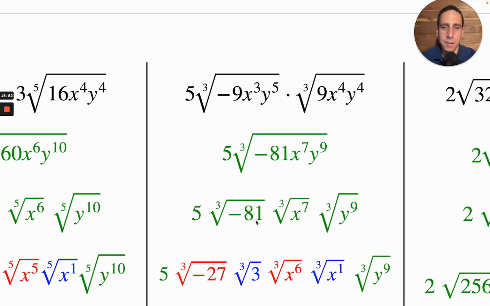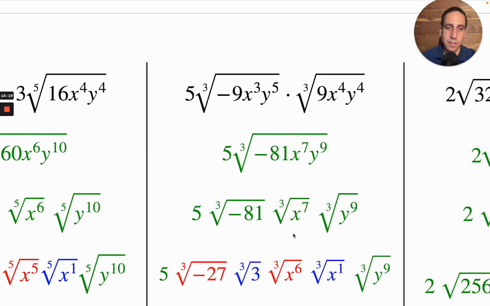Negative 81 is not a perfect cube. There's no one thing times itself 3 times to give you negative 81. But I do know that negative 3 times itself 3 times is negative 27. So I'm going to factor that out, and the leftover is 3. Similarly, 7 divided by 3 is no easy number. It's no integer number, at least. But I can do 6 divided by 3.